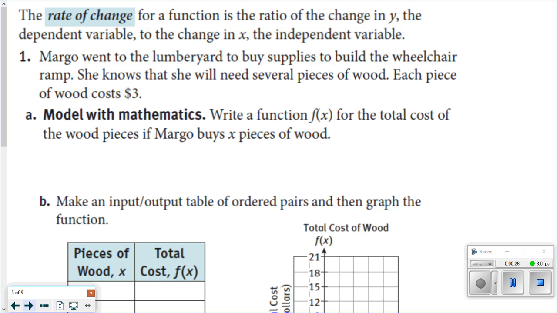So the rate of change for a function is the ratio of change in y, which is the dependent variable, to the change in x, which is the independent variable.